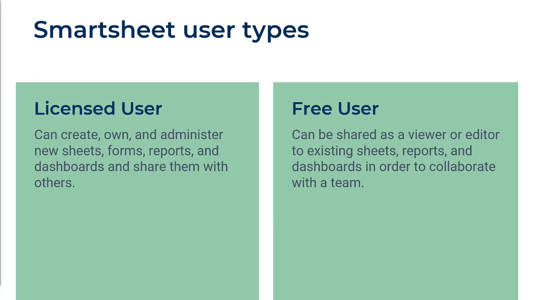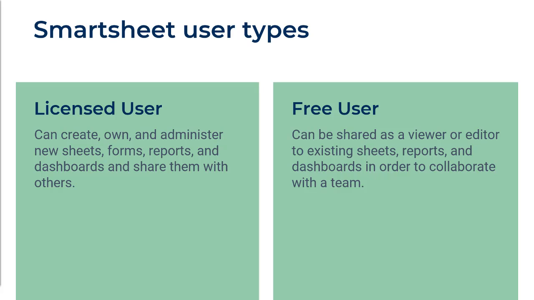Now, we just talked about the 4 major building blocks. I also want to highlight the user types that we have in Smartsheet, because this is oftentimes a question I get from users. And we have two user types in Smartsheet. We have licensed users and we have free users. So licensed users are creative users in Smartsheet. They can create and own and administer new sheets and forms, reports and dashboards, and share them out.